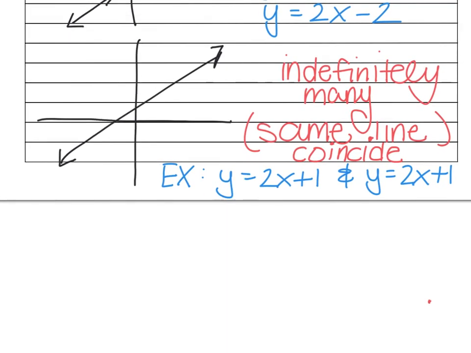There's also another possibility. You could have a line and then a line right on top of it, which means they have the same equation, and it's what they call coincide. So you'll see that they would be right on top of each other. The answer for the solution would be infinitely many, because there are several different points on this line where these lines intersect. So they intersect infinitely many times, meaning they coincide.